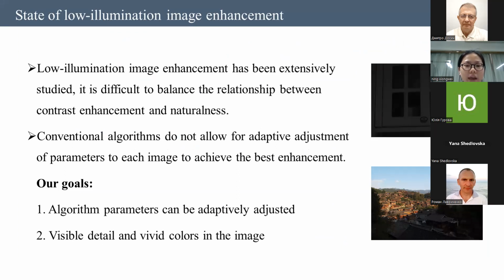Low illumination image enhancement has been extensively researched, but there are still two problems. It is difficult to balance the relationship between contrast enhancement and naturalness. Conventional algorithms do not allow for adaptive adjustment of parameters to each image to achieve the best enhancement. We have two goals. First, algorithm parameters can be adaptively adjusted. Second, visible detail and vivid colors in the image.